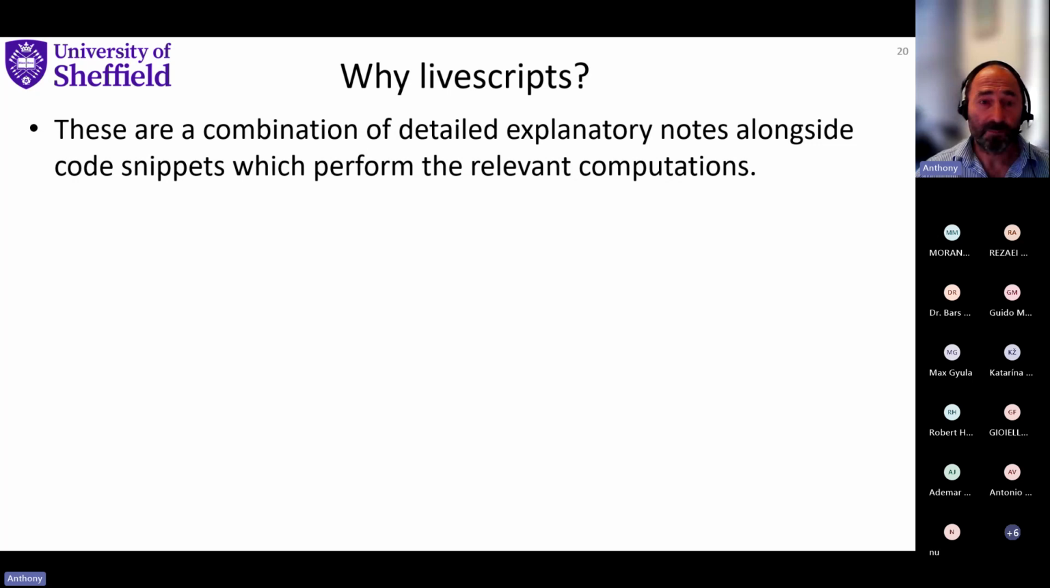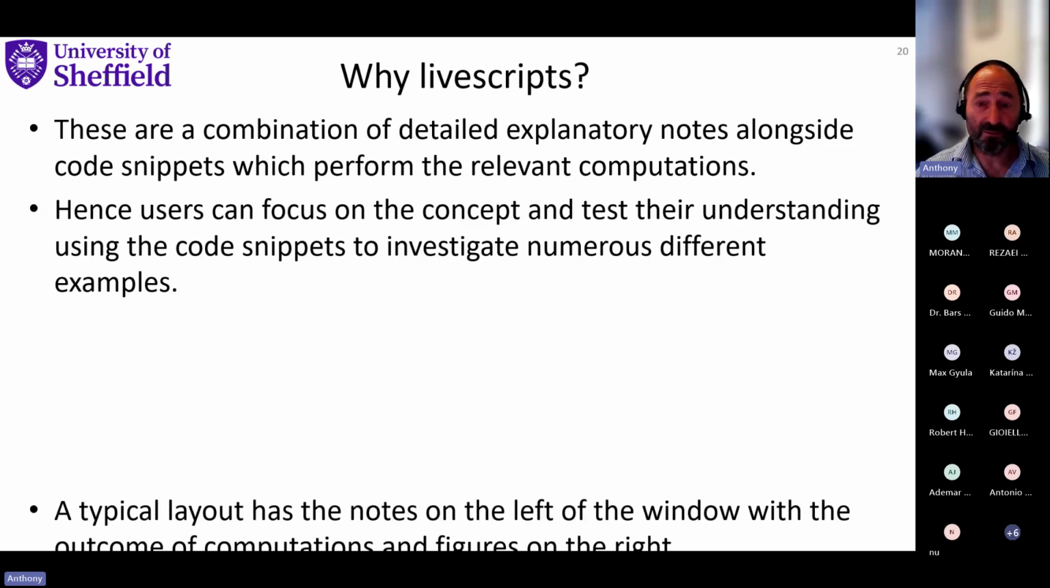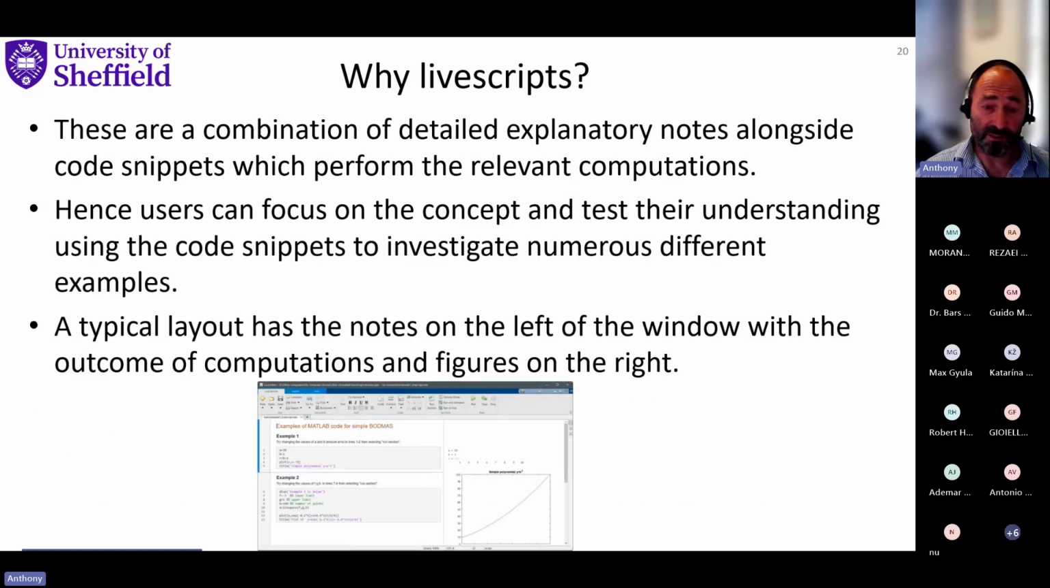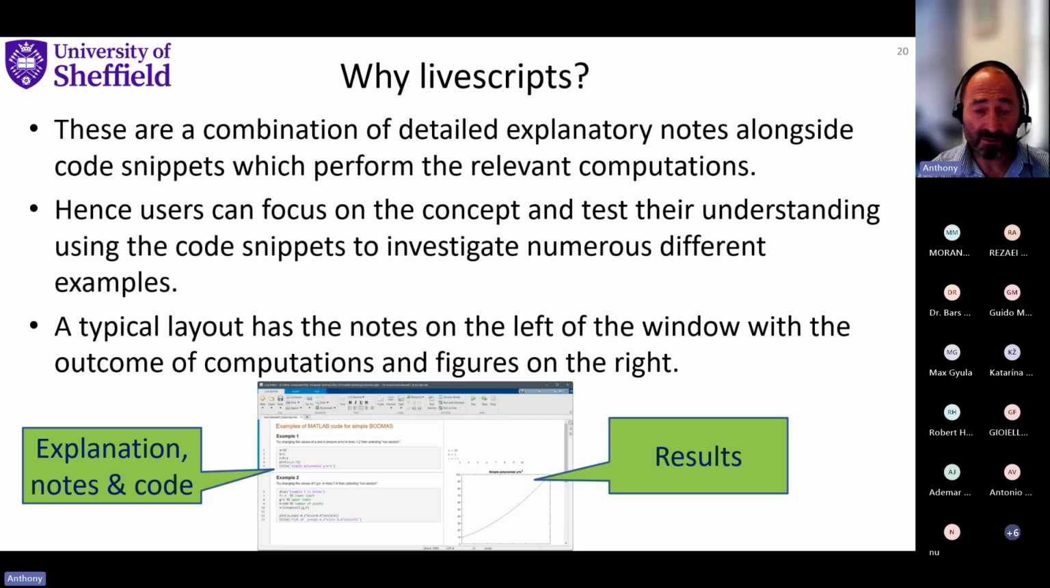So I'll give you a brief illustration of what live scripts are and why we're going to use them. So the key thing is you can see live scripts have got explanation on the left and the results on the right. So it allows students to basically say, oh, change this number, press go, and the new results appear on the right. So they can see side by side a neat presentation of the theory, the code, and the results. So it's nice and compact and hopefully makes it very easy for students to experiment.